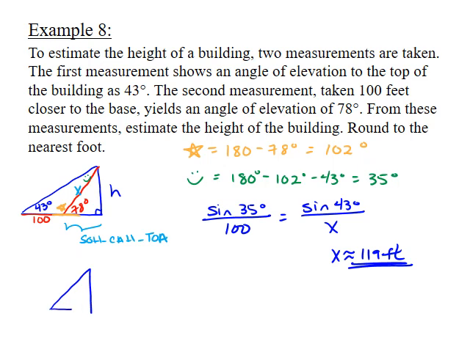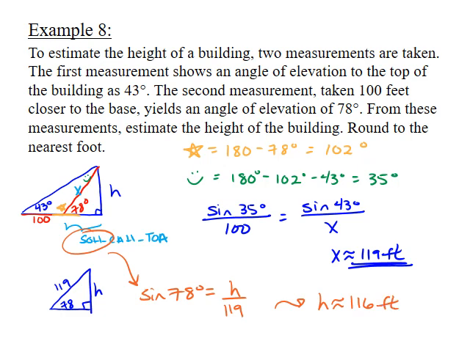So now I can solve this right triangle because this is 119, this is 78 degrees, and I can find h. SOHCAHTOA tells me that sine of 78 degrees is equal to h over 119. Multiply both sides by 119, and h is approximately 116 feet. So the approximate height of the building is 116 feet.